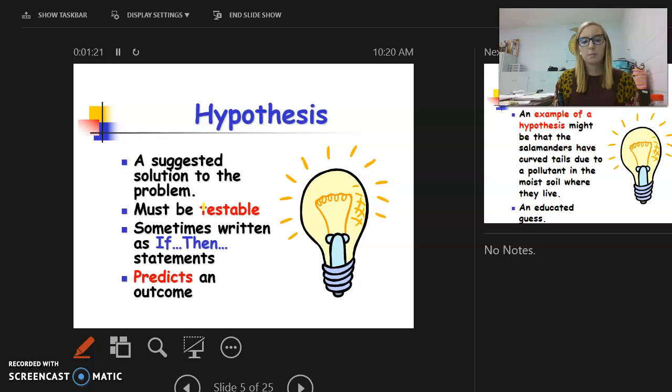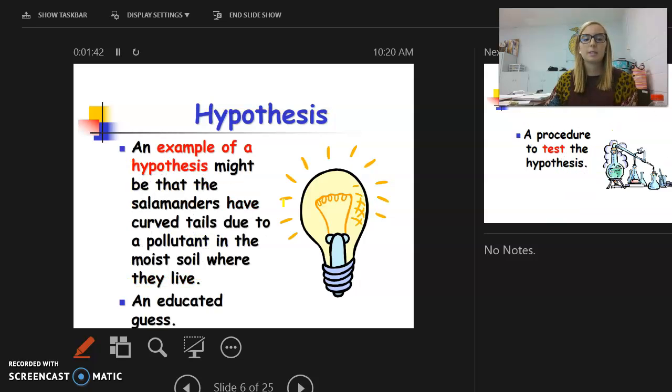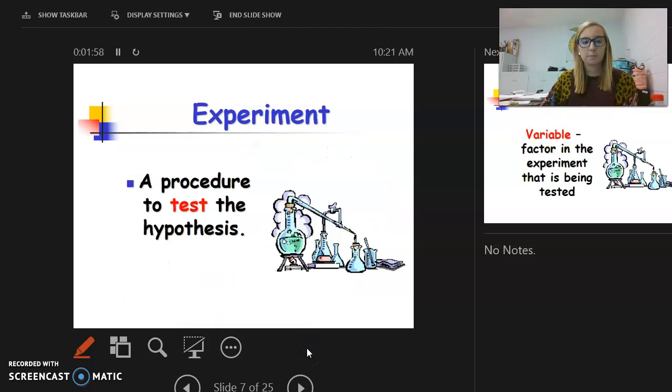Our second step is going to be our hypothesis. It is a suggested solution to the problem. You're going to predict the outcome, and it must be testable. Sometimes you'll write it as if-then. That's how you'll start your hypothesis. It just depends. An example of a hypothesis might be that the salamanders have curved tails due to the pollutant in the moist soil where they live. A hypothesis is an educated guess. It's your assumption, it's your guess.